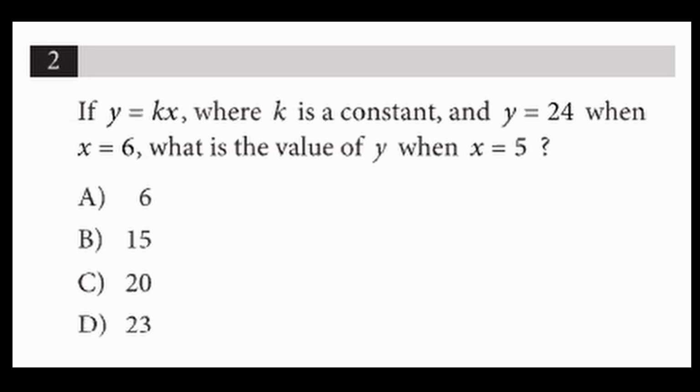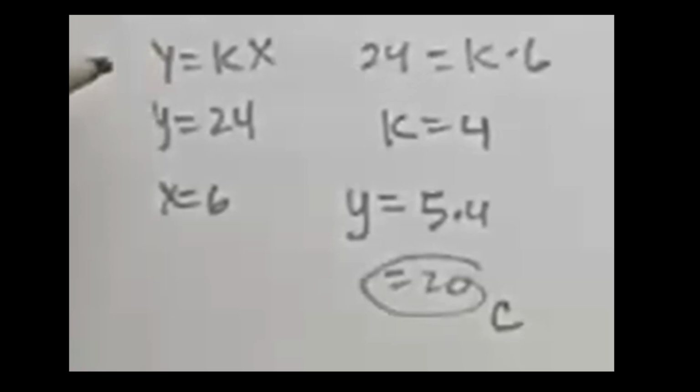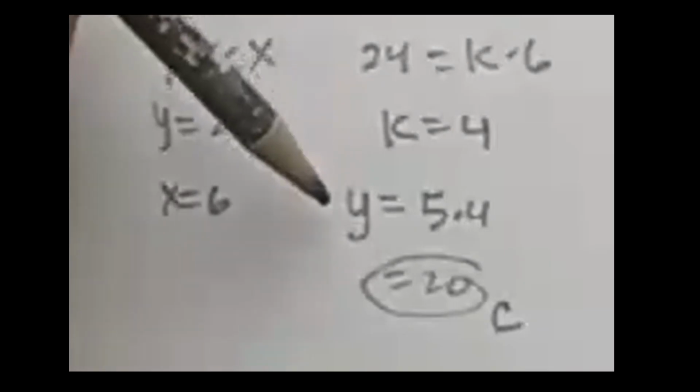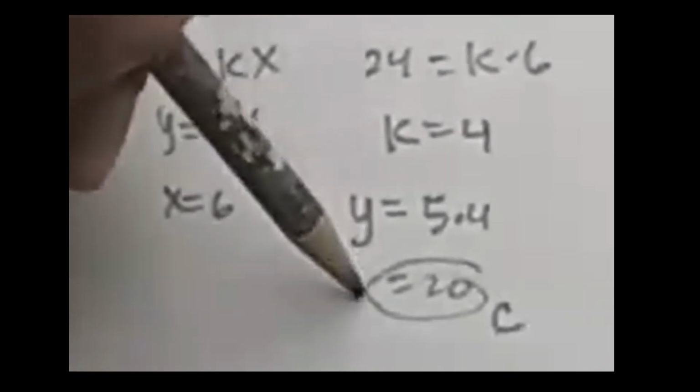So for number 2, I would write this one down because although it's really simple, you don't want to make a mistake on this and try to do the quick calculations in your head. So I would write it down. If y equals kx, where k is a constant and y equals 24 when x equals 6, what is the value of y when x equals 5? So here's what I have. I wrote all this, but what I would probably do on the test is just go 24 equals k times 6 and see k equals 4. Then look back at the question. What's the value of y when x equals 5? y equals 5 times 4, 20. C is the answer with a high level of certainty.